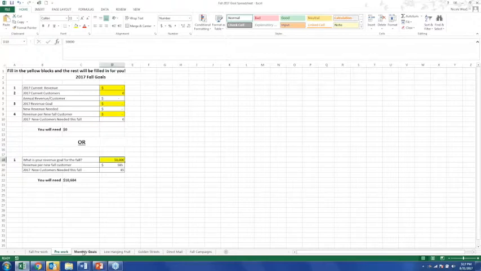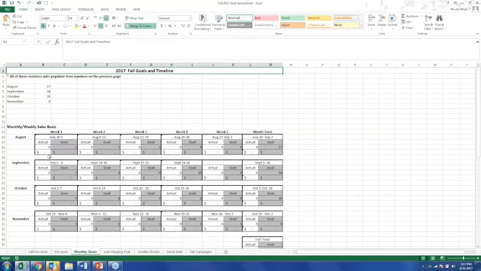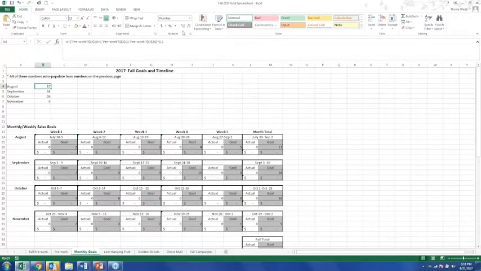So on this next tab, you need to do nothing. It should fill it all in for you. Okay, and so it breaks it down to how many customers you should get in August, September, October, and November. And this is just a simple bell curve. It's really built a lot for the Mid-Atlantic. So again, nothing is locked. All my formulas are open here.